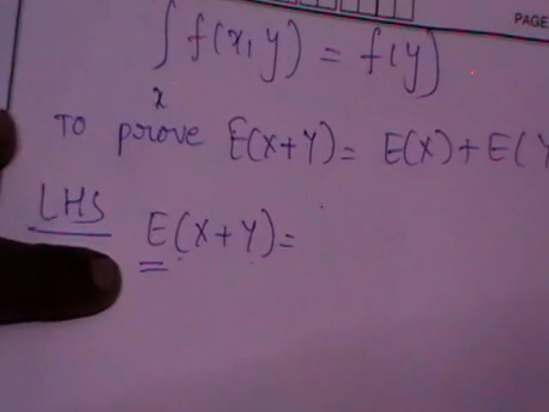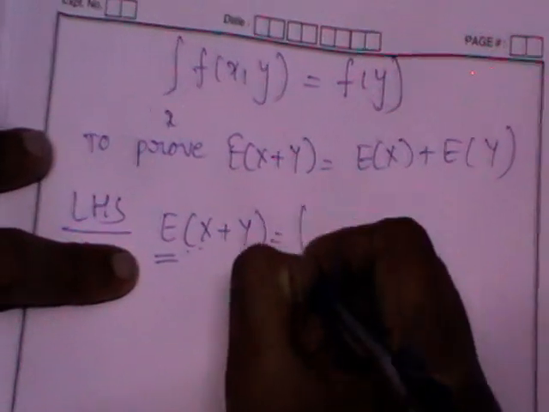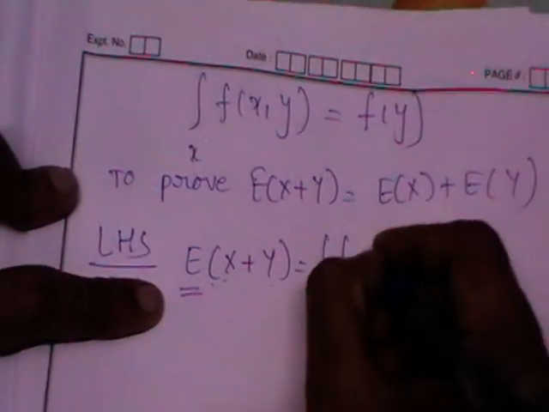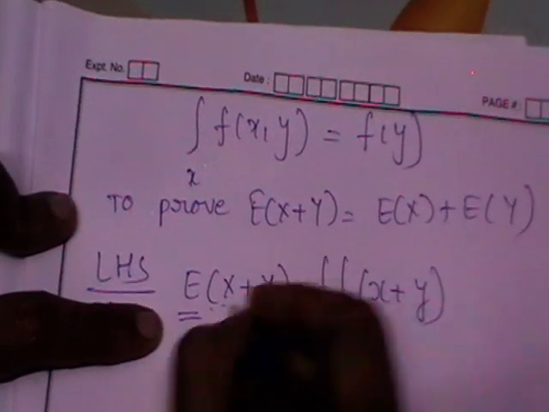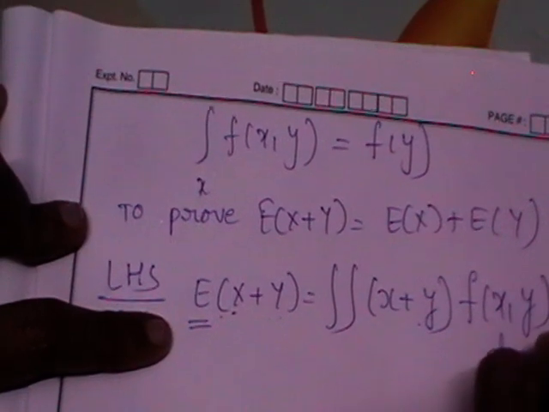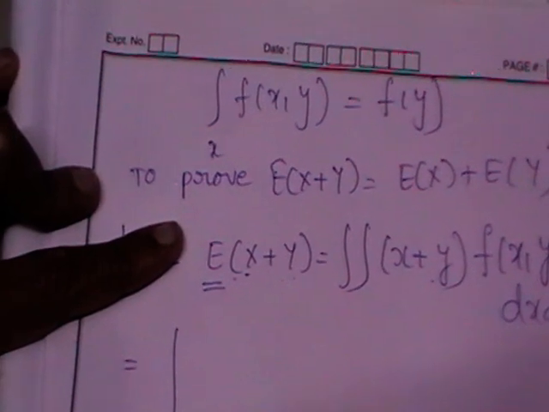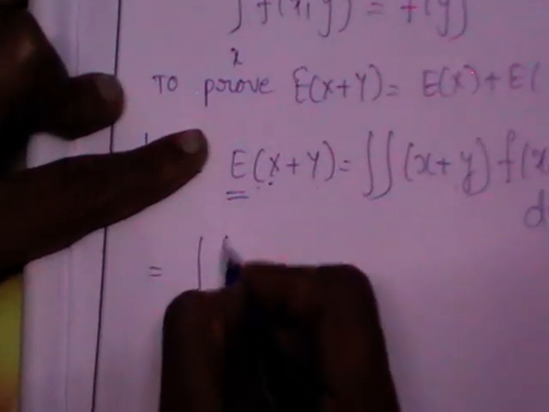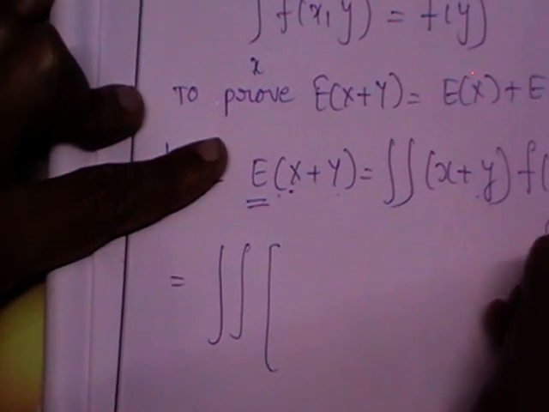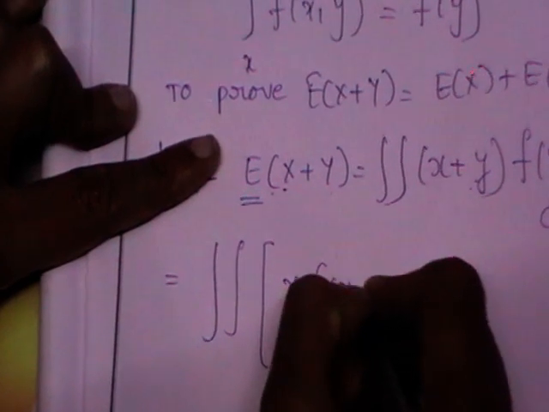So how can you resolve this expectation? As this is the expectation and you are discussing the continuous case, you should start with an integral. Moreover, we have two variables here, so try to place two integrals. Within the brackets we have x plus y, and we write the joint PDF. Now I want to separate this double integral. I think we can write x into f of xy dx dy plus y into f of xy dx dy. Can I write in this way?